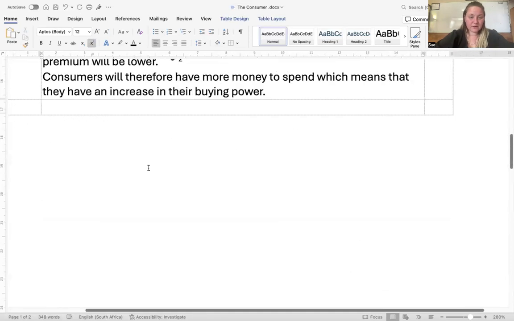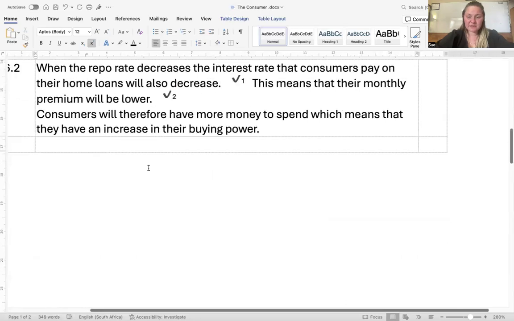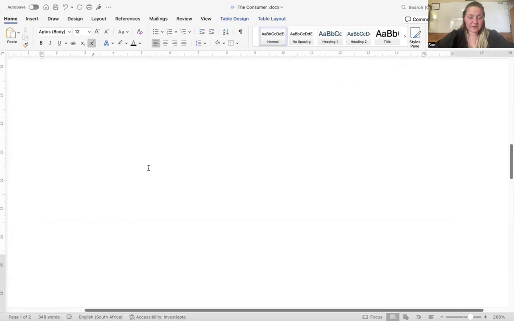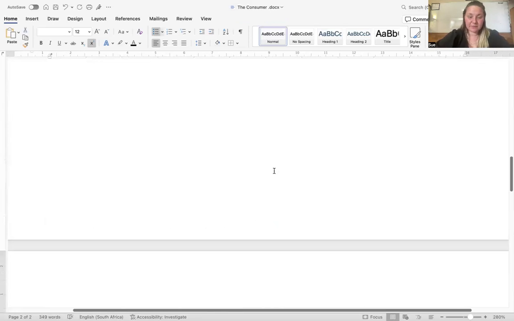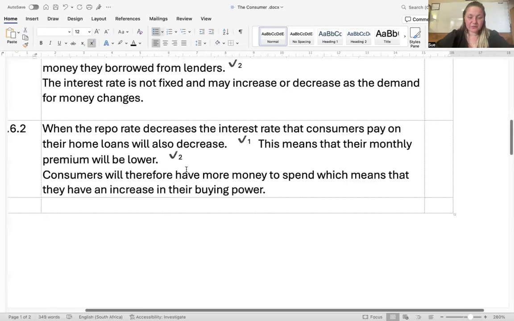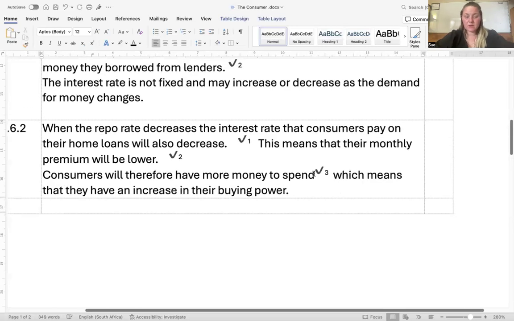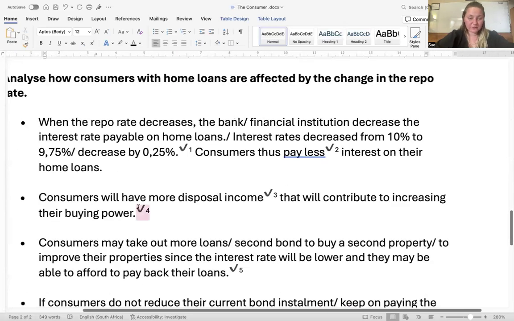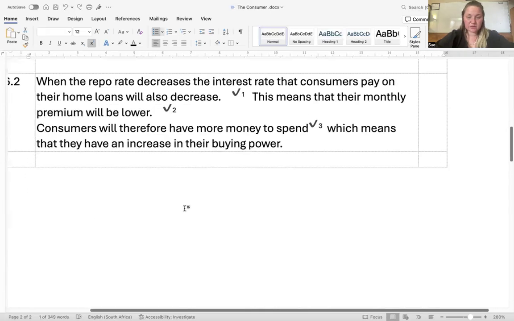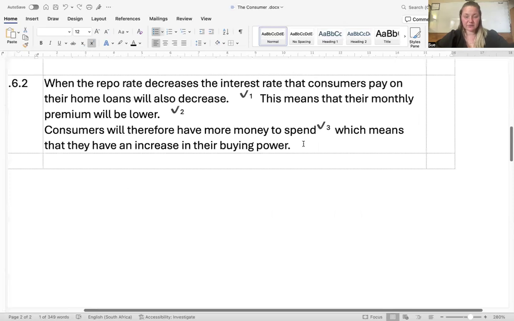There we go. Consumers will therefore have more money to spend, which means that they have an increase in their buying power. So we will have more disposable income. That means the same as we have more money to spend. So we get tick number 3's mark over here. Consumers will therefore have more money to spend, which means that they have an increase in their buying power, which was tick number 4. That will contribute to an increase in their buying power. We are saying the same thing, just in a different way.